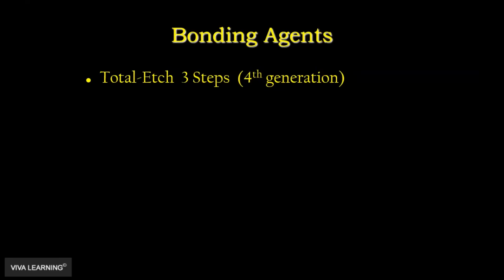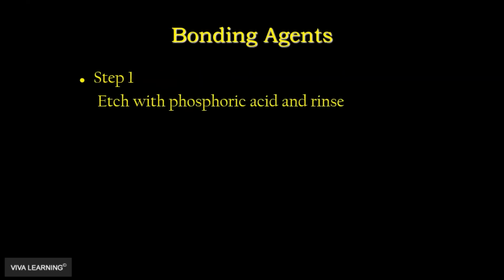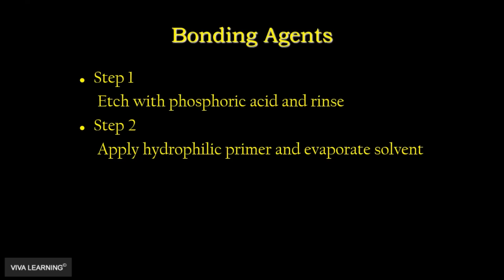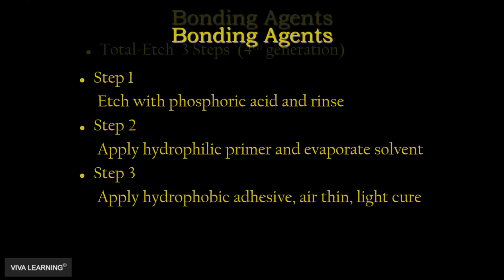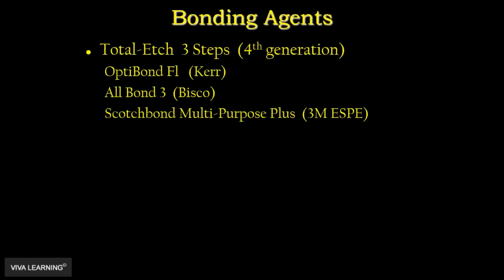So we talk about a generation, you go, well, is this a 4th? Is this a 5th? Is this 6th? Obviously there are many products in every category, but I'll just mention a few to kind of separate them out. So step 1, as I mentioned earlier, we put our phosphoric acid on and we rinse. We apply a hydrophilic primer and evaporate the solvent. Step 3 is we apply our hydrophobic adhesive, air thin and light cure. Total etch 3 steps. Some of these products would be OptiBond FL, Allbond 3, Scotch Bond Multipurpose Plus. These are just some of the products that you would see in this category that will still work today.